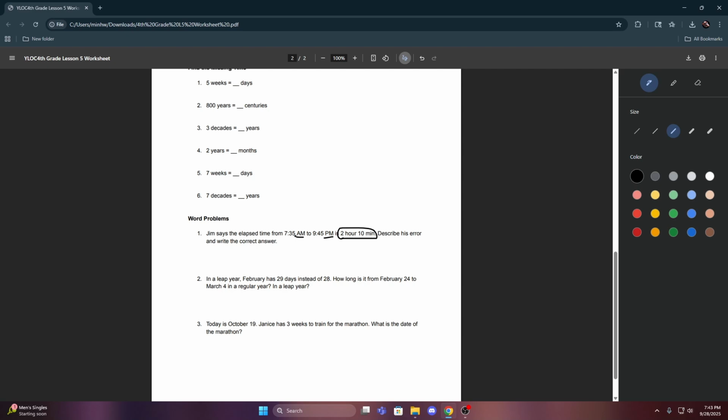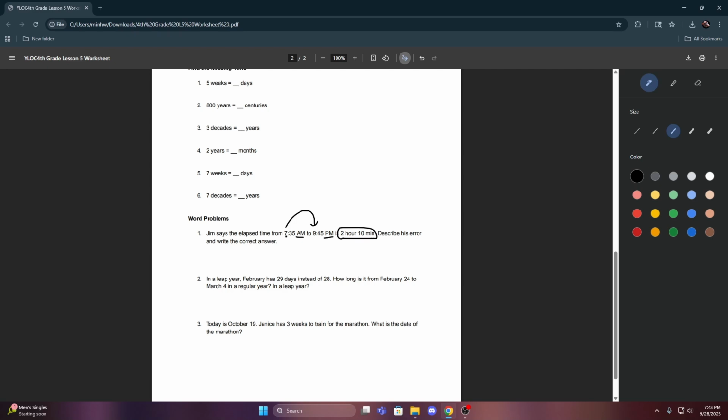So his mistake is he thought only 2 hours passed here because 7 plus 2 equals 9, but he's forgetting that this is AM in the morning to PM in the afternoon, or in the evening in this case. So actually, you would have to go past 9:45 a.m. So if you do that counting, it would be 7 to 8, which is 1 hour, right? Then 8 to 9, but you don't stop there.